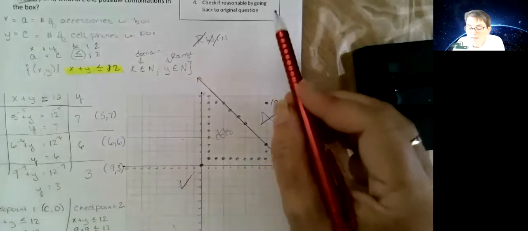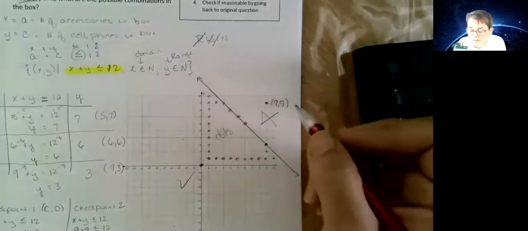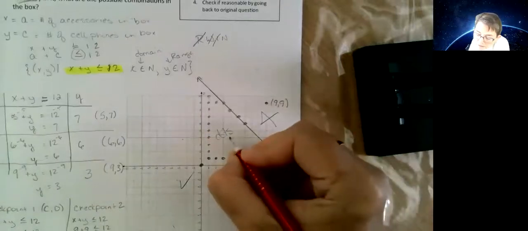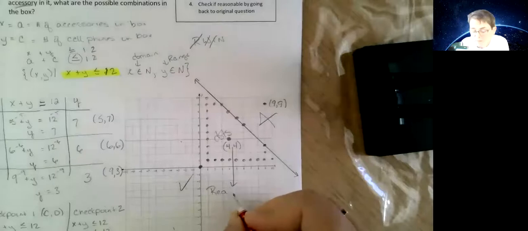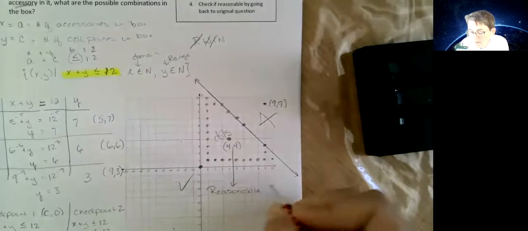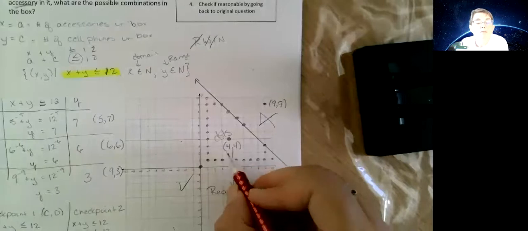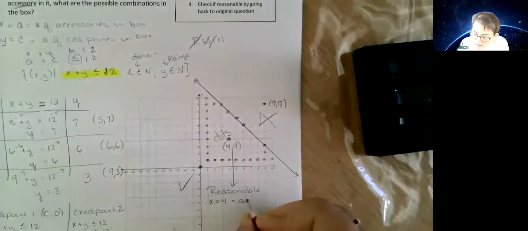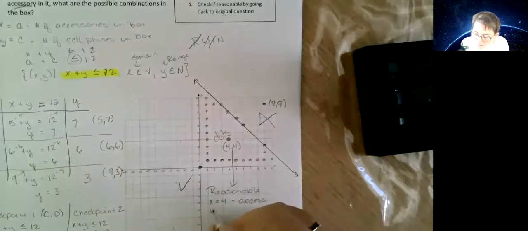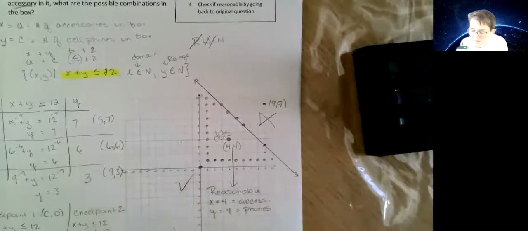Now that last part, check if your answer is reasonable by going back to the original question. So you know what? I'm going to pick a random point in here, and that is 4 and 4. So this is my reasonable check. My X coordinate, X refers to my accessories. So X is equal to 4, and that's equal to my accessories. And Y is equal to 4, and that's equal to my phones. And if we add those up, 8 things in the box.